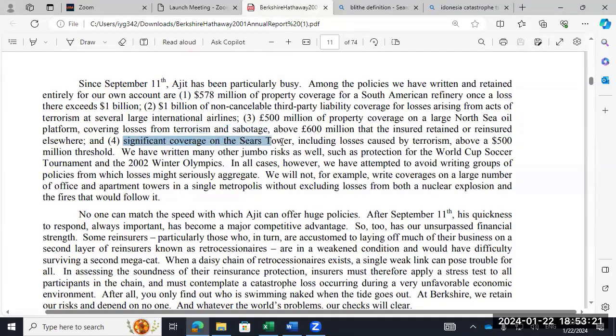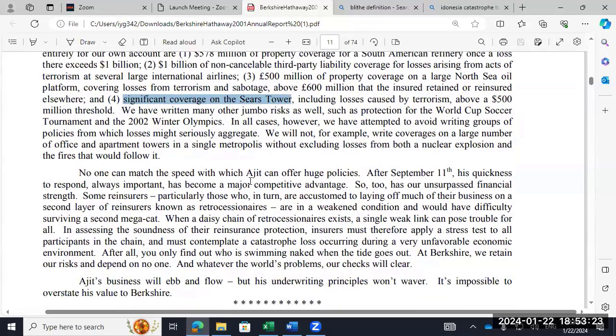Significant coverage for the Sears Tower. What did he just say? He didn't want exposure all in one building. Now, what's the Sears Tower today? It's the Willis Tower or something, isn't it? I forget what it's called.